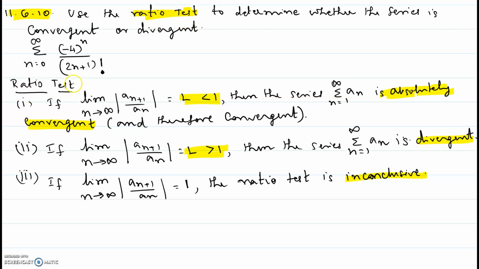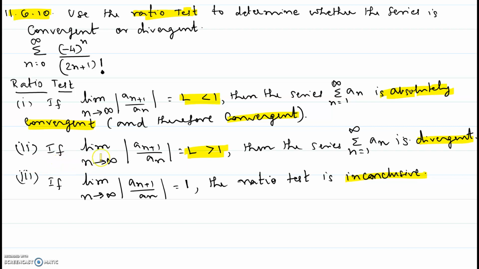So what is the ratio test? If the limit as n approaches infinity of the absolute value of the ratio of the n plus first term over the nth term, a sub n plus 1 over a sub n, is L, and if L is less than 1, then the series sigma a sub n is absolutely convergent. But absolute convergence means convergent, therefore it is convergent as well.